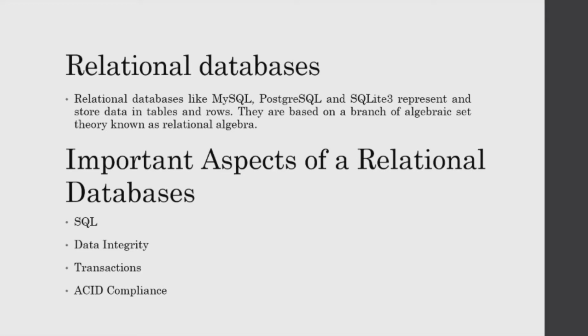Now we have data integrity. Data integrity is the overall completeness, accuracy, and consistency of data. Relational databases use a set of constraints to enforce data integrity in the database. Now we have transactions. A database transaction is one or more SQL statements that are executed as a sequence of operations that form a single logical unit of work.